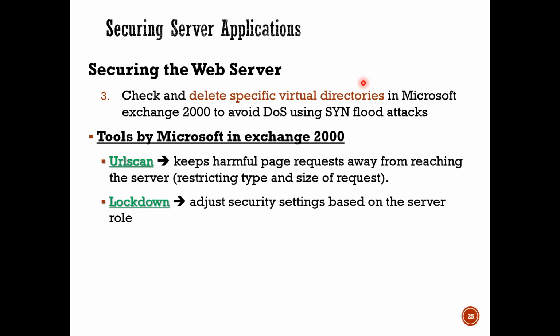These tools are in order to scan and to provide information about the server and its data. So URL scan keeps harmful page requests away from reaching the server, and lockdown adjusts the security settings based on the server role. It is about changing the security settings to match the nature of the server, how the server is being used, whether as a database, an email, or a web server.